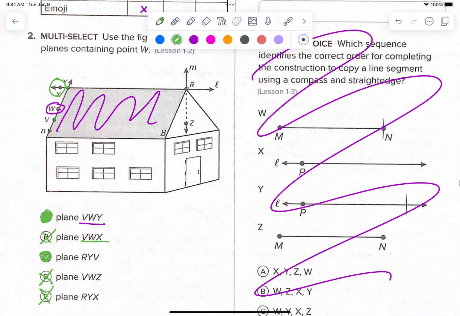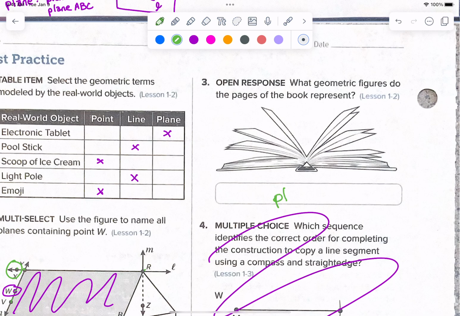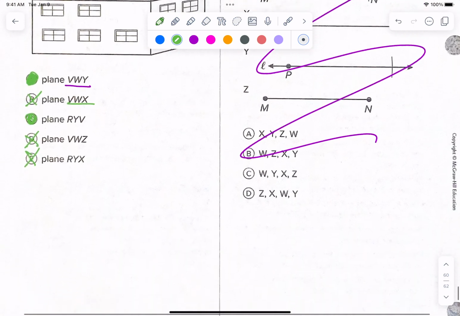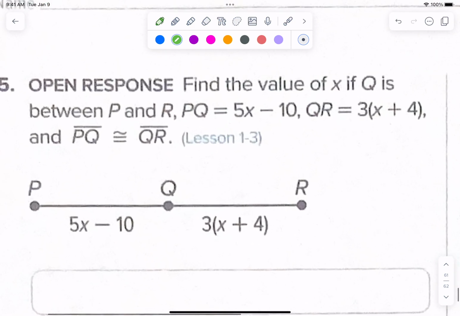Got it? Okay, let's go to number 3. What geometric figures do the pages of the book represent? Planes. That's what they want by a geometric figure. It is a plane. They're planes. They're intersecting planes. Okay, go to 5. 5 is on the next page. Okay, here we go.